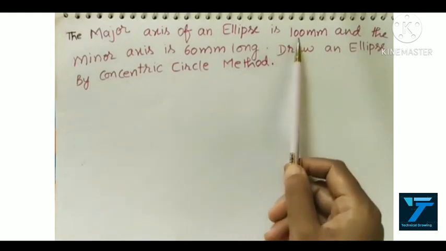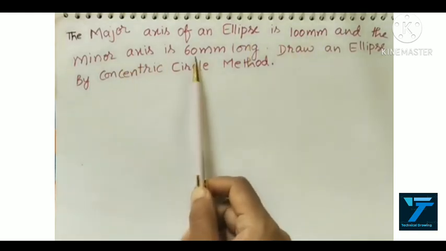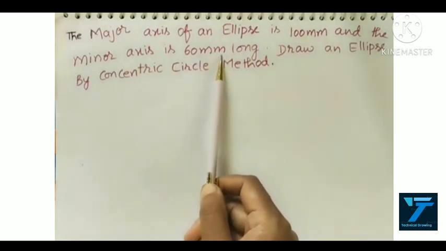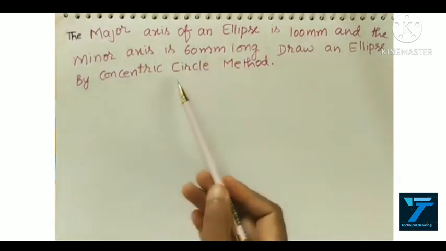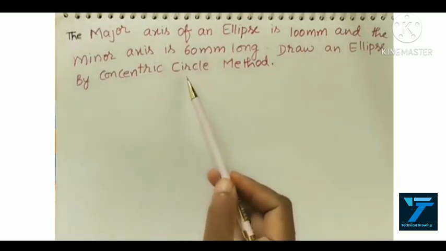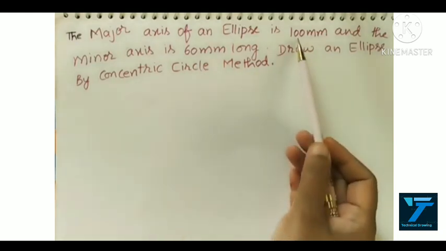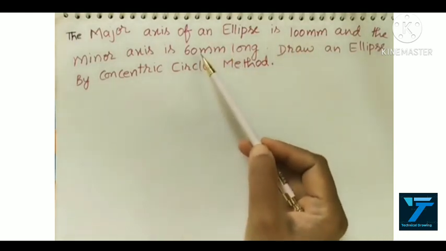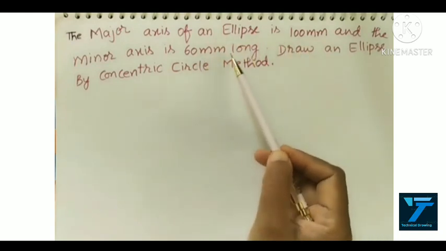In it, the major axis length is given as 100 mm or 10 cm, and the minor axis length is given as 60 mm, that is 6 centimeters. Two lengths are given, major axis and minor axis. In this concentric circle method, always remember circles are used. We have to draw two circles with these diameters: one circle of 10 centimeter diameter, and another of 6 centimeter diameter.